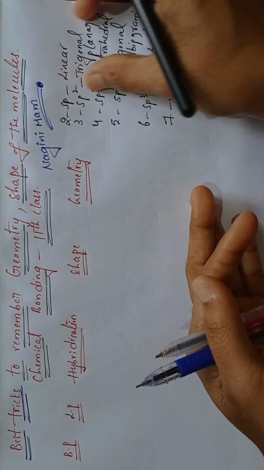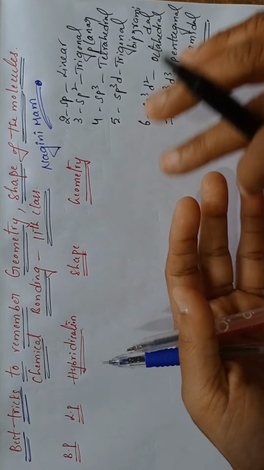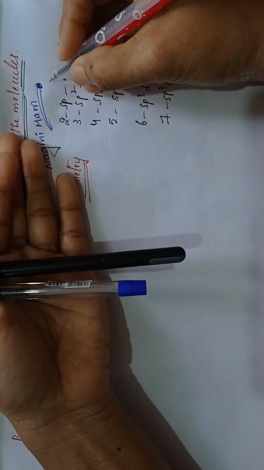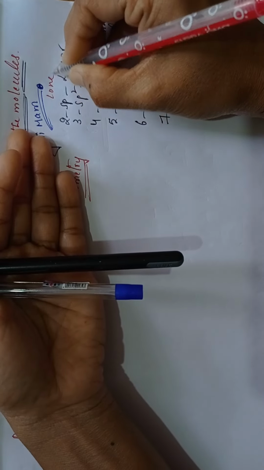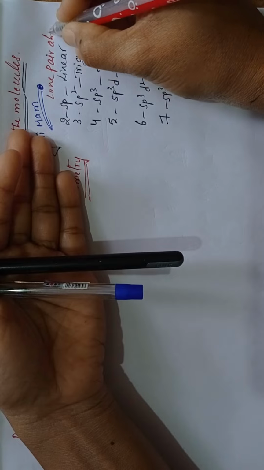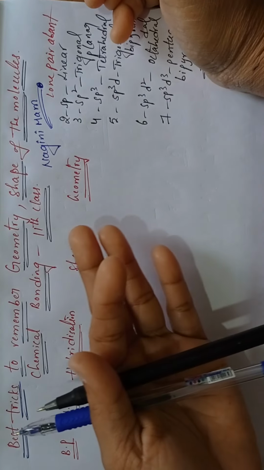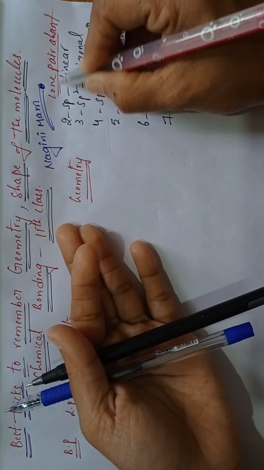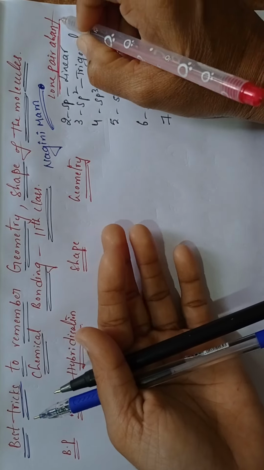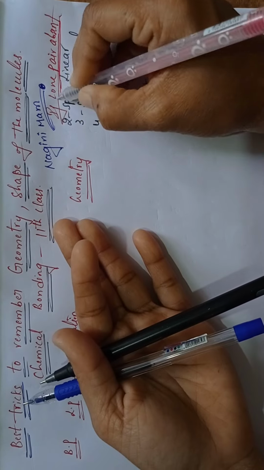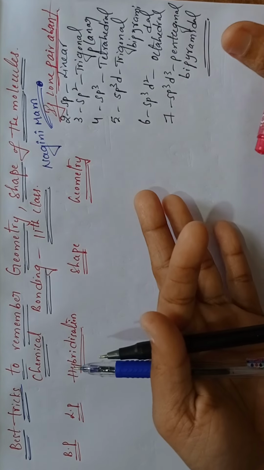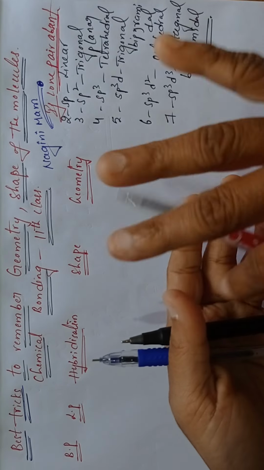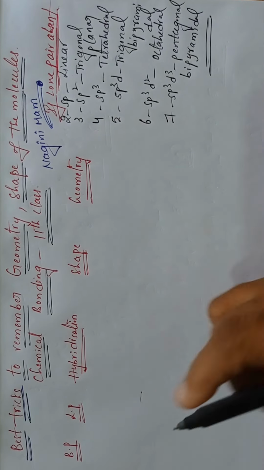So these shapes are fixed. That means in the absence of lone pairs. If lone pair is absent, then you should follow these shapes. Very important. If lone pair is absent, then these shapes are fixed. If lone pair is present, according to VSEPR theory you have to follow the shapes. Now one by one I will discuss.